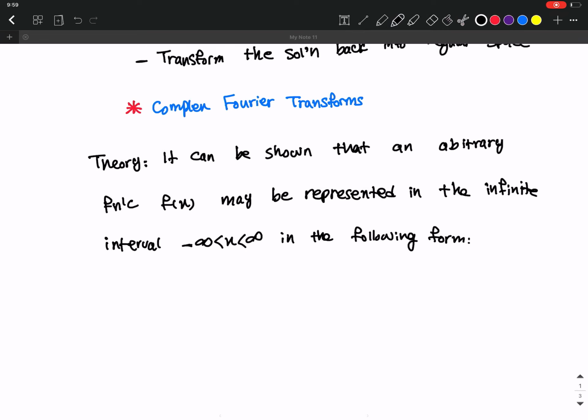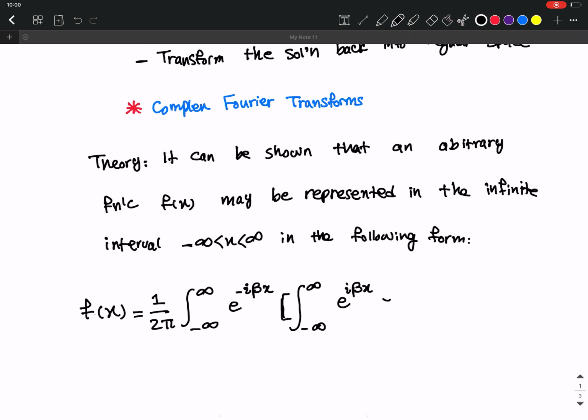So we can show that we can write and represent f(x), any function that has a specific condition that I'm going to state, as this: 1 over 2 pi times the integral from minus infinity to infinity of e to the minus i beta x, times the integral from minus infinity to infinity of e to the power i beta x f(x) dx, and this one d beta. Okay, I'm going to go through what this means.